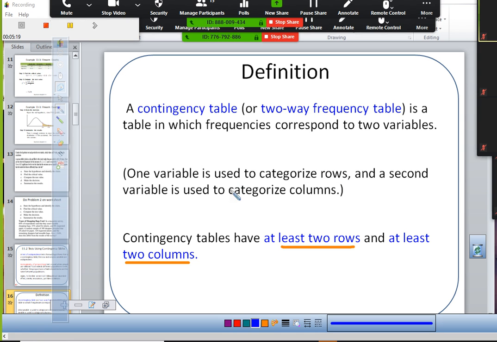One of them is for the rows, the other one is for columns, and then you end up with those tables like we had in Chapter 4. You have to have at least two rows and at least two columns, right? At least two choices for each one.